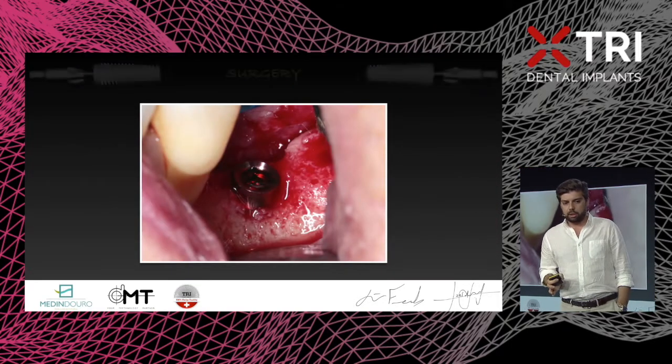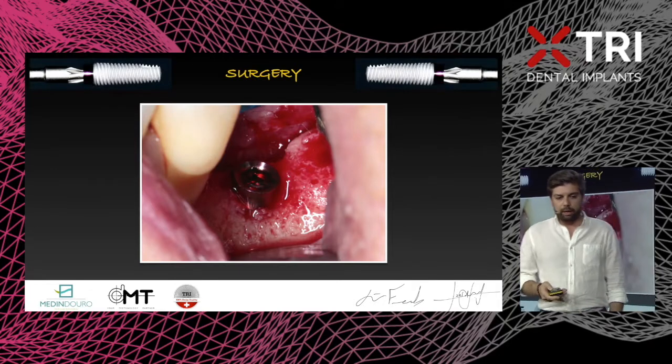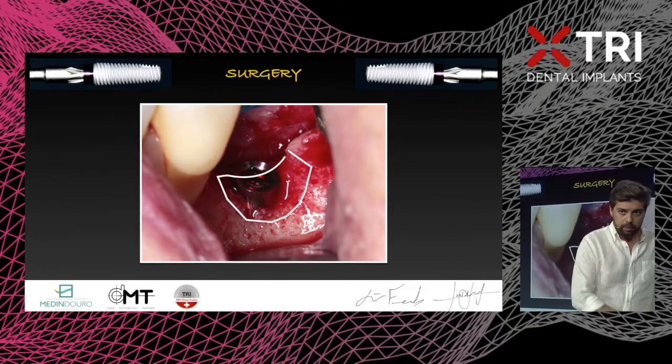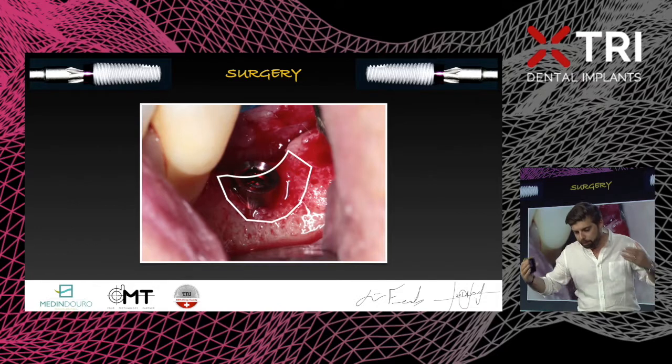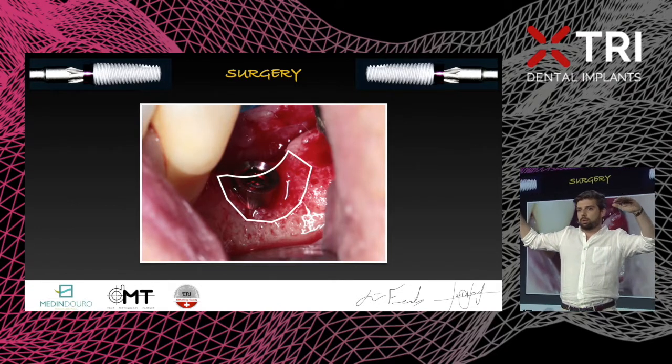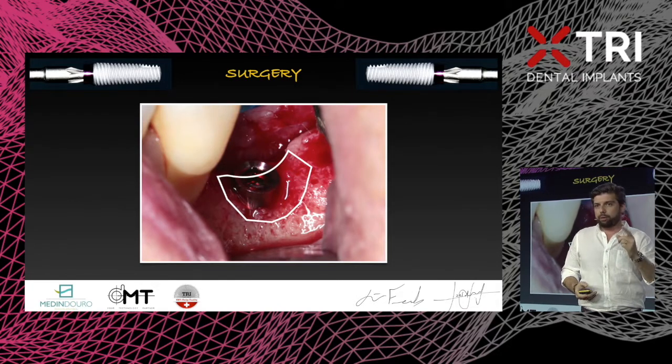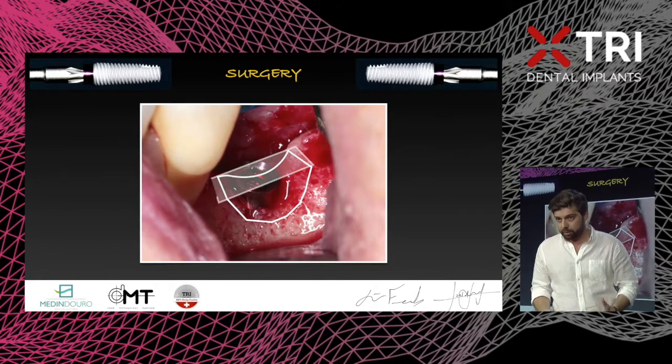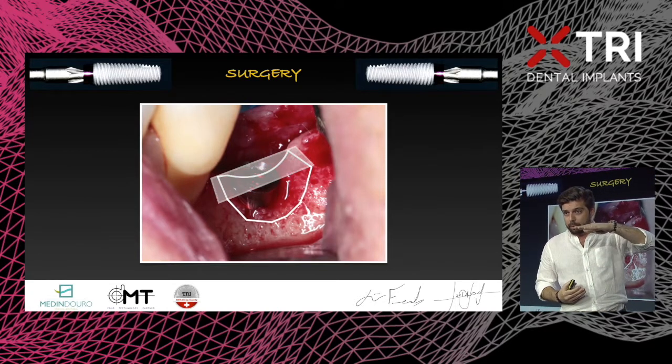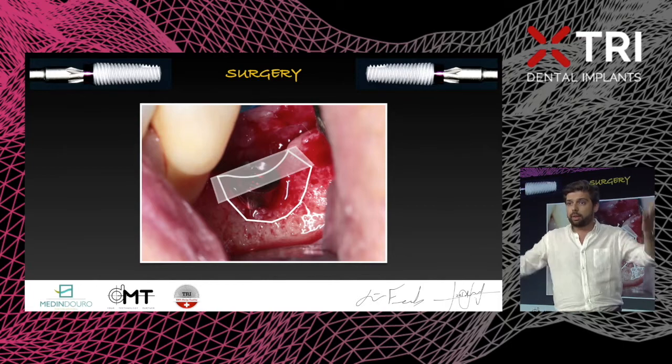So what I did is this. I cut the bone to a level below the peaks of bone of the adjacent tooth. And therefore, I placed my implant at a depth enough that the pink color lies beneath the peaks of bone.